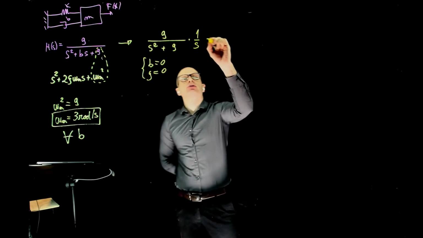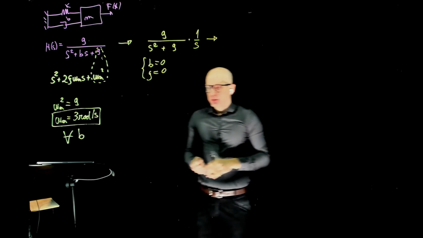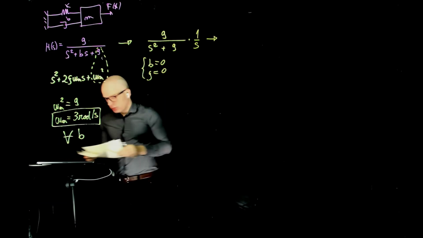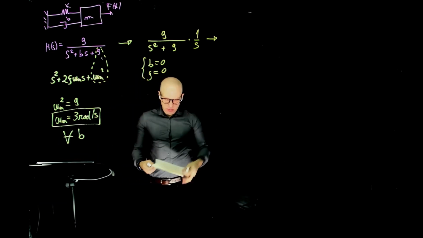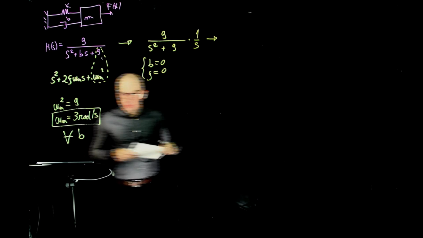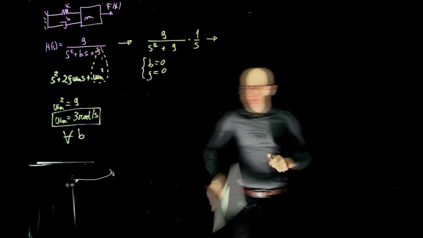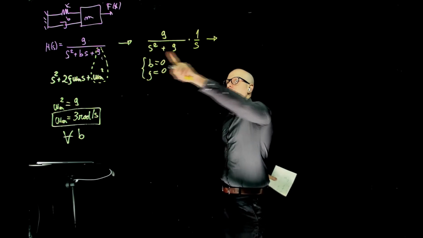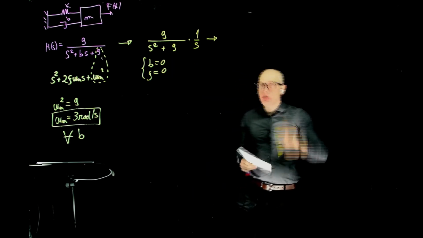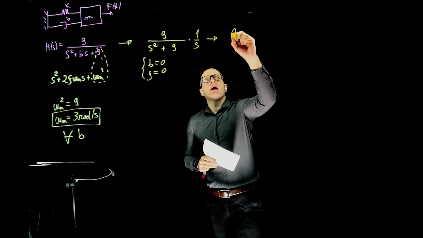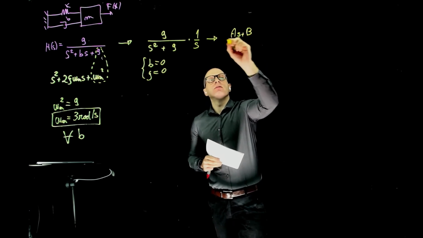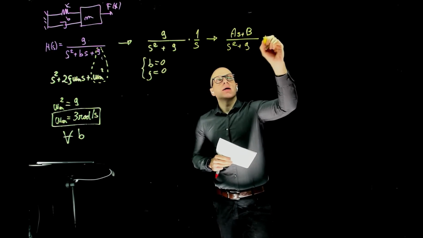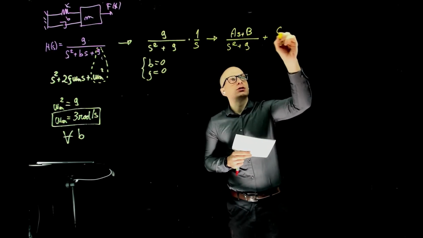And how to do partial fraction here? How many terms do we need for the partial fraction? 2. One for s squared plus 9, which will be in the form of As plus B divided by s squared plus 9, because they have the square. And another one for 1 over s, which is simply C over s.